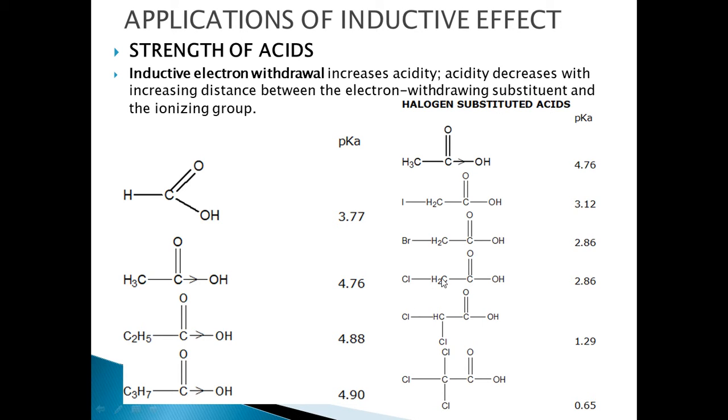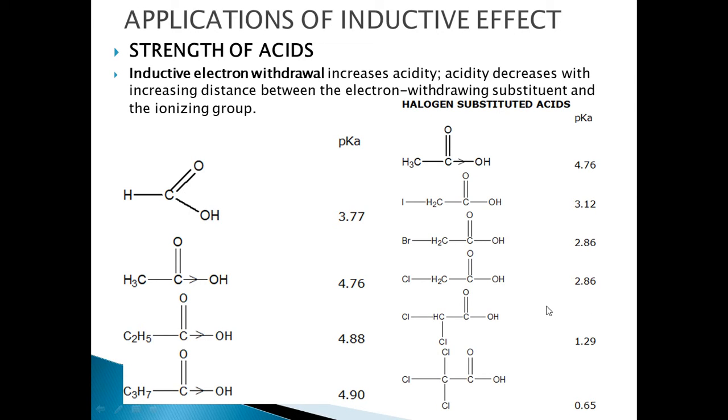We have chloroethanoic acid. Then we have 2,2-dichloroethanoic acid and 3,3,3-trichloroethanoic acid. We also notice that from chloroethanoic acid to 3,3,3-trichloroethanoic acid, the pKa decreases rapidly, meaning that the acid strength also increases. In other words, as the number of electron withdrawing groups increases, the acidity also increases.